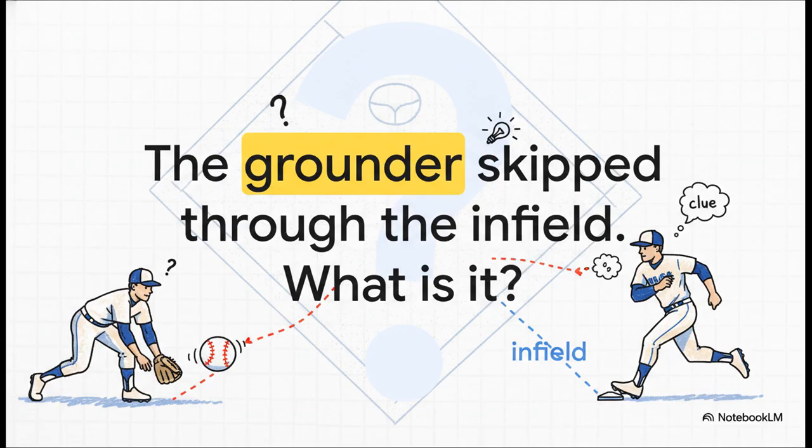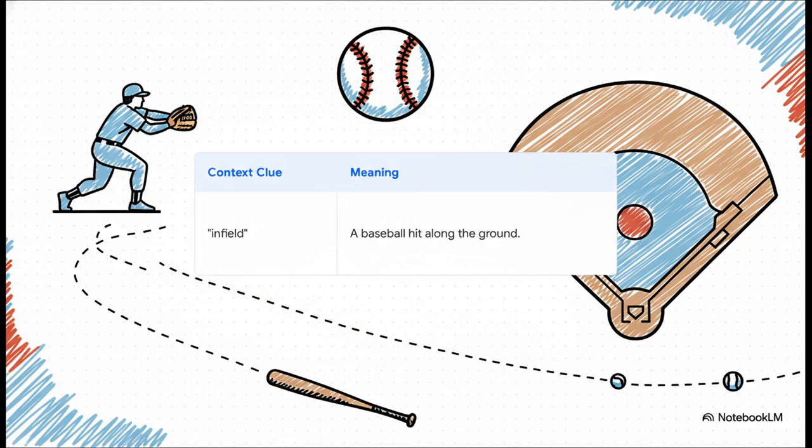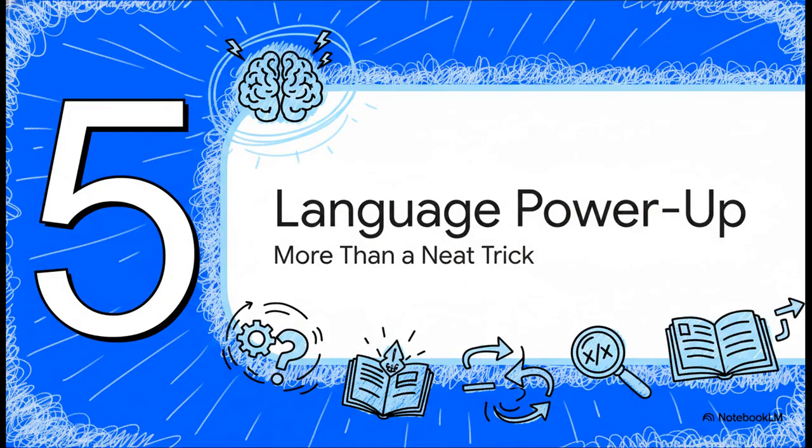What on earth is a grounder? I mean, unless you're a big baseball fan, that word might be a total mystery. So, where's the clue? The big context clue here is infield. That word belongs on a baseball diamond, right? Which means a grounder must also be a baseball term. And it is. It's just a ball that's been hit along the ground. Simple as that.